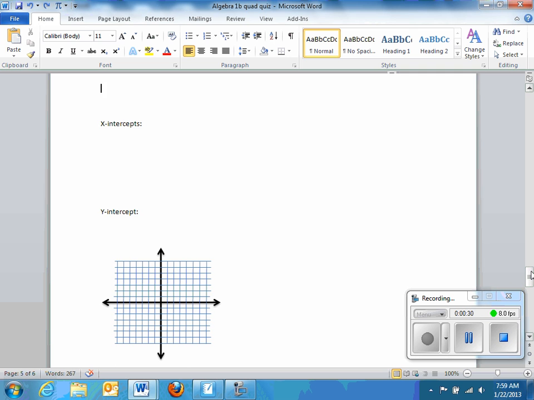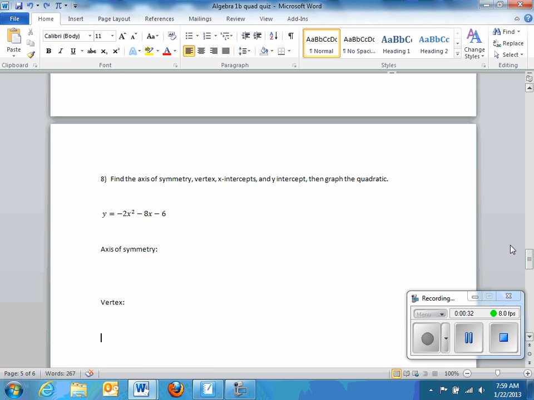All right, let's start off. Let's look at our original equation here. First of all, you have to realize, looking at this equation, the negative 2 will be our A, the negative 8 will be our B, and the negative 6 will be our C for any of the equations that we need to use.